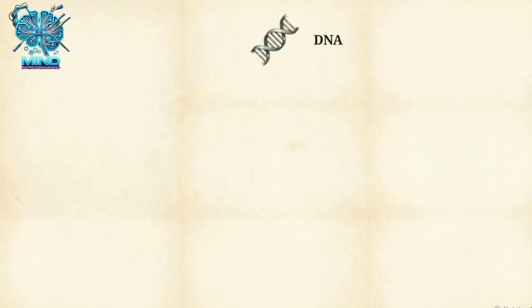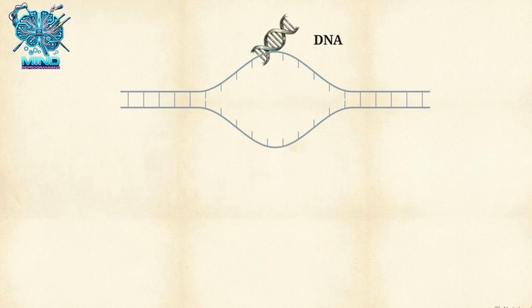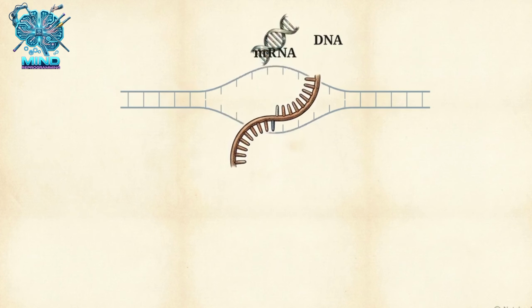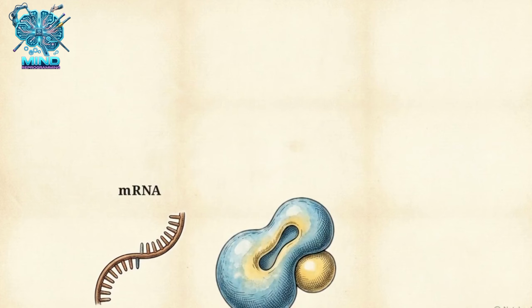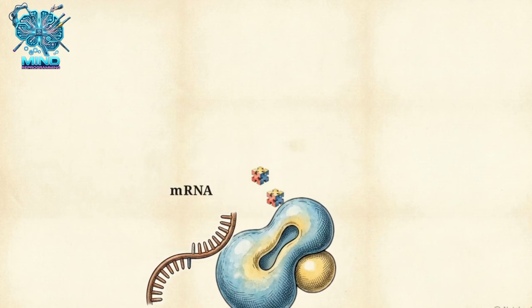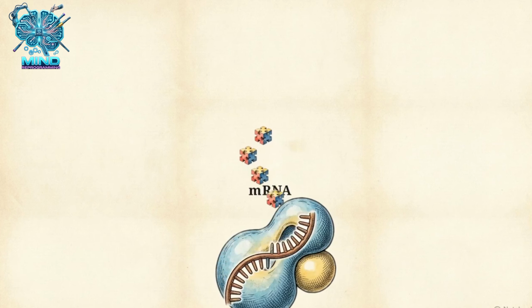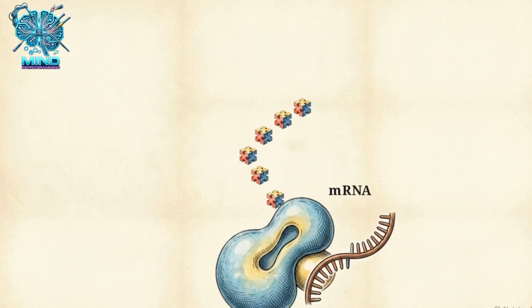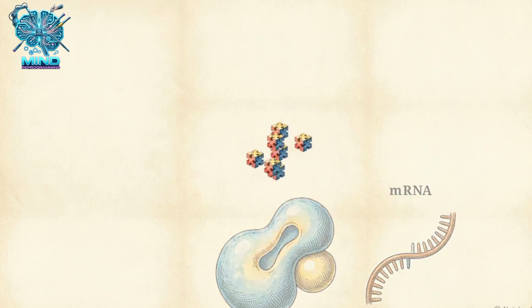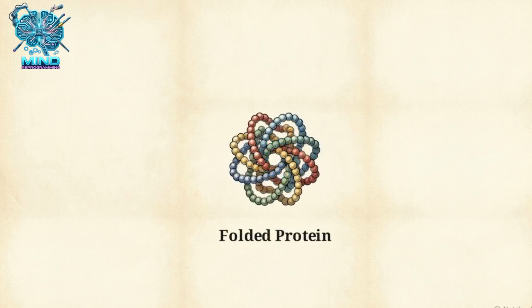The cell unzips a small section of DNA to create a temporary messenger copy called mRNA. This messenger leaves the nucleus and heads to the cell's factories, the ribosomes. Here, the instructions are read and amino acids assemble into folded proteins, like interlocking blocks.